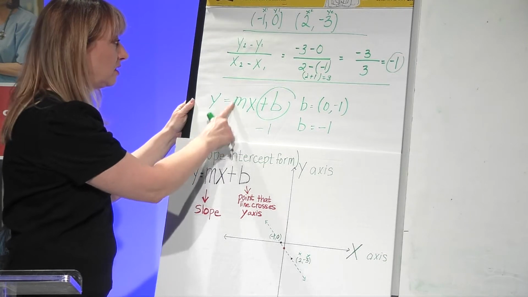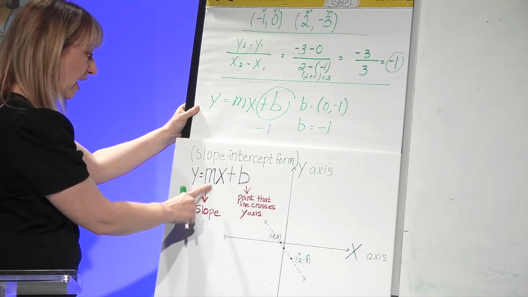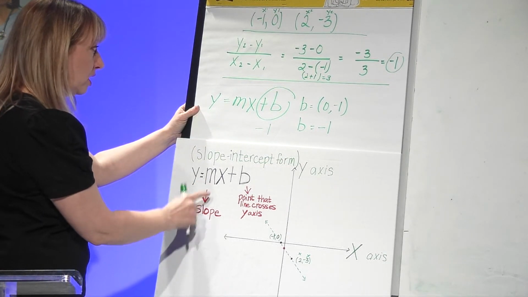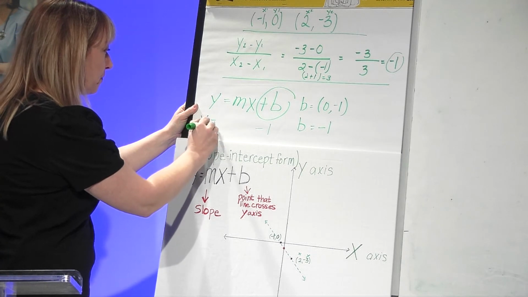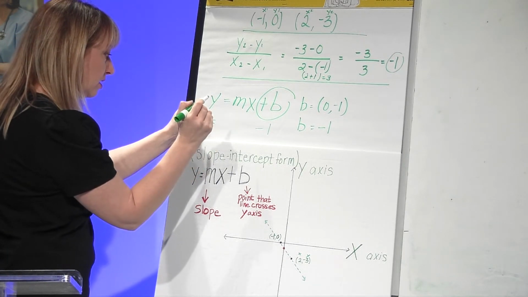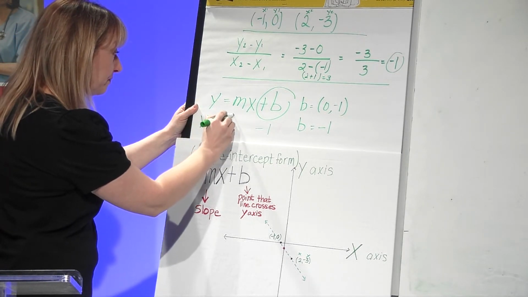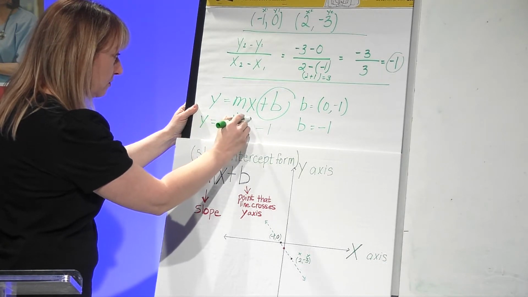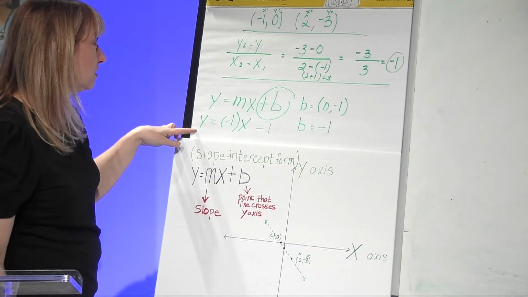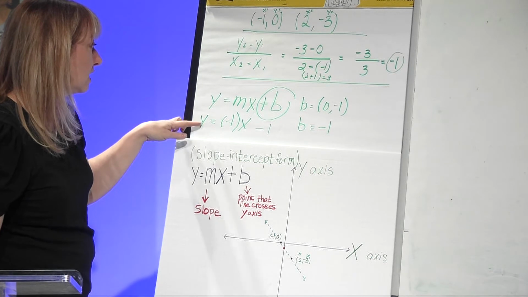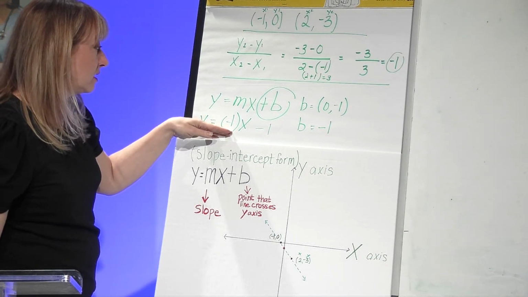So we found our slope, which is m, because remember, m is for slope. So now we know our slope is -1 times x. So this is our slope-intercept form. Y equals -1x minus 1.